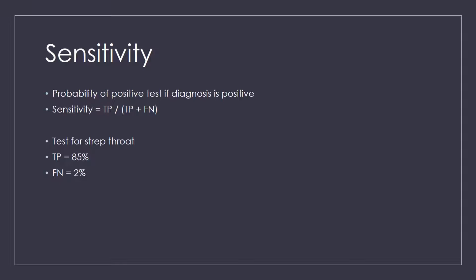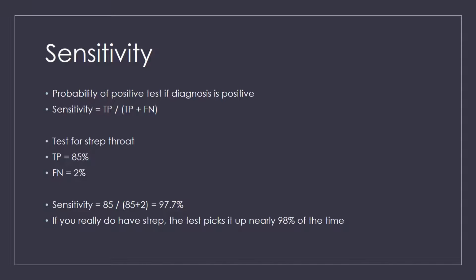So here's an example. Say you have a test for strep throat, and 85% of tests are true positives and 2% are false negatives. We would then calculate the sensitivity as 85 divided by 85 plus 2, which is 87. So that comes out to 97.7%. So what that means is if you really do have strep, the test correctly identifies that almost 98% of the time. So that seems pretty good.